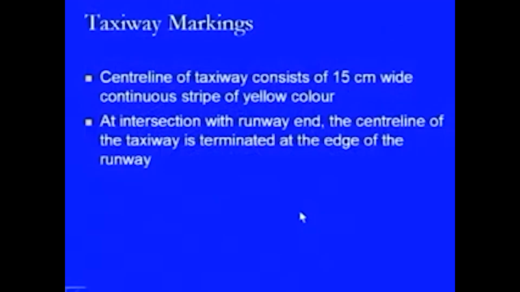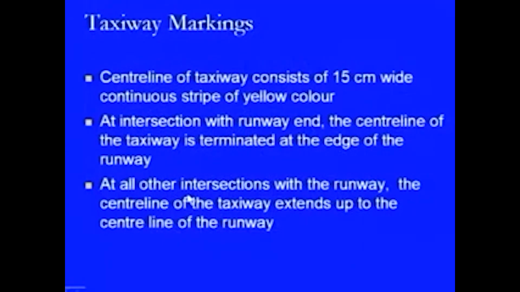Now, at the intersection with the runway end, the center line of the taxiway is terminated at the edge of the runway. So, whatever center line is coming from the taxiway, if it reaches the runway strip, then at the edge of that runway strip it will be terminated or stopped. At all other intersections with the runway, the center line of the taxiway extends up to the center line of the runway. So, we will be looking at these ways in which these markings are provided.